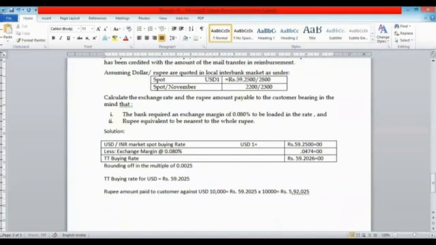This was a simple problem with respect to TT buying. So at the end, I hope whatever we have discussed regarding TT buying rate, you must have gained from the lecture. In the next lecture, we will start with the bill buying rate, because as I told you earlier, in buying rate we will take up the TT buying rate and bill buying rate. So with this lecture, the TT buying rate is over. In the next lecture, we will take up the bill buying rate. Thank you.